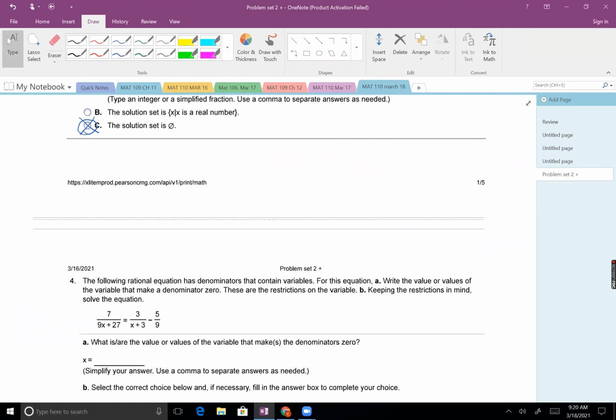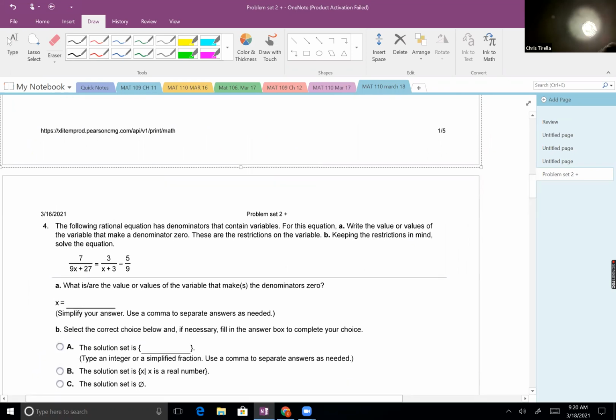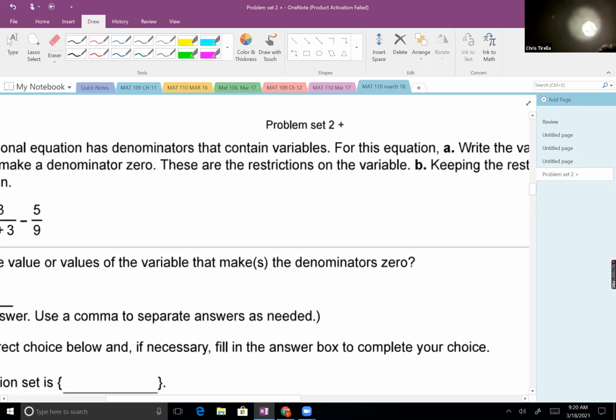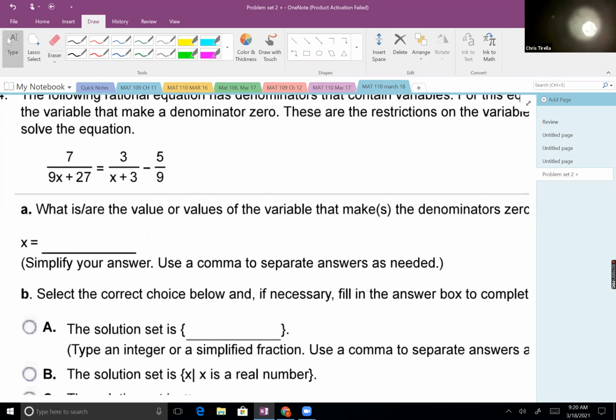Next one is somewhat similar. It says the following rational equation has denominators that contain variables. Part A, we want to find the value or values of the variable that make a denominator 0. And then solve the equation, keeping those restrictions in mind. So over here, to find the values that make the denominator 0, first if I take 9x plus 27 and set it equal to 0, I get 9x equals negative 27. And dividing by 9, I get x equals negative 3.